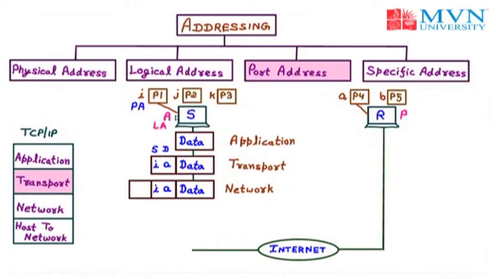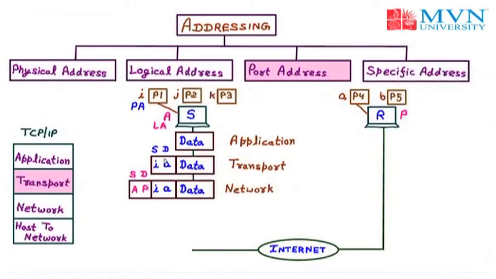Now we will add the logical addresses, A and P, source and destination, to the header at the network layer. We add the source logical address first, that is A, then we add the destination logical address, that is P. That means the source comes first and the destination logical address comes after that. Now that packet will be sent to the data link layer or host network layer.